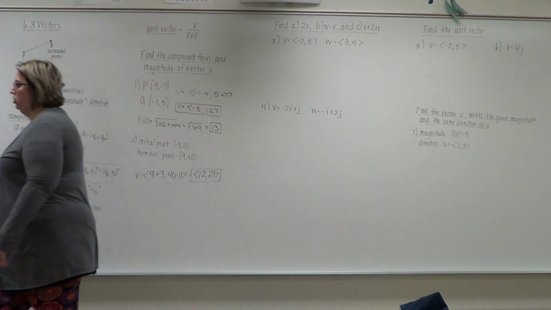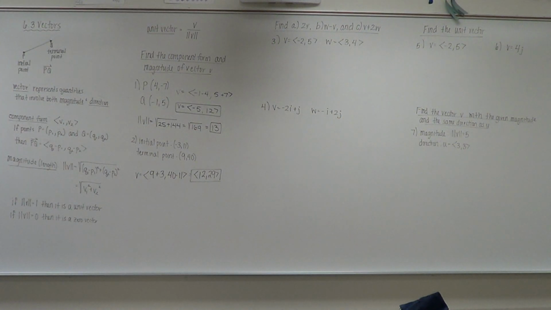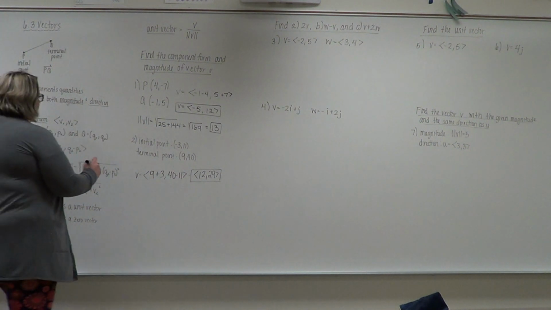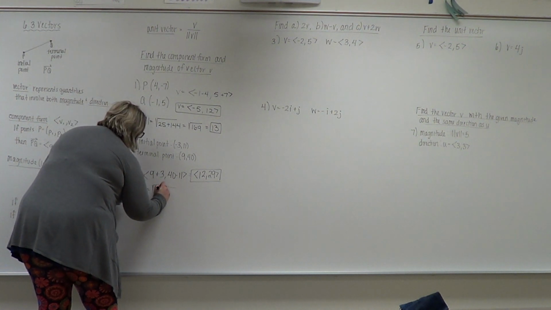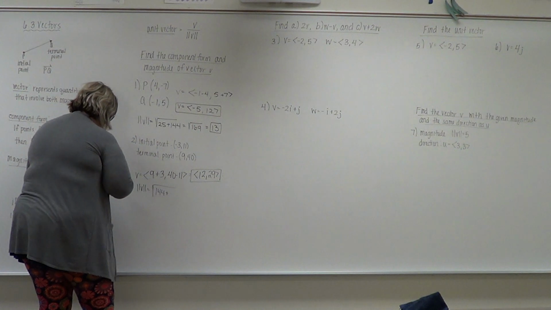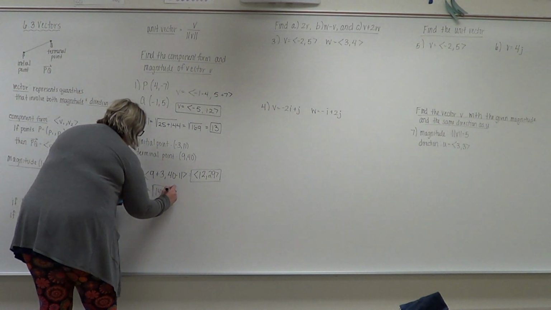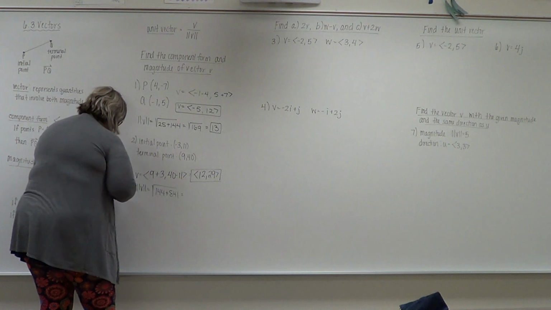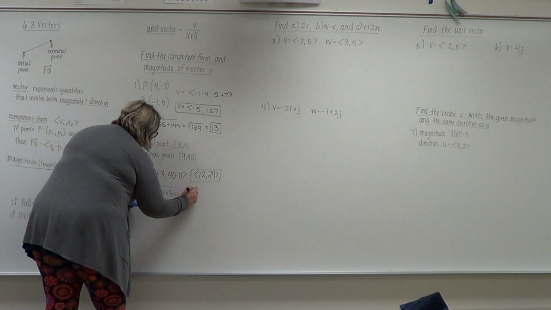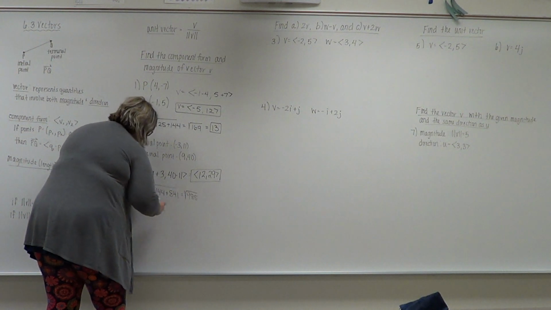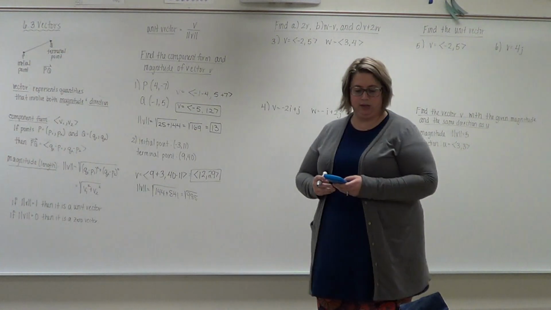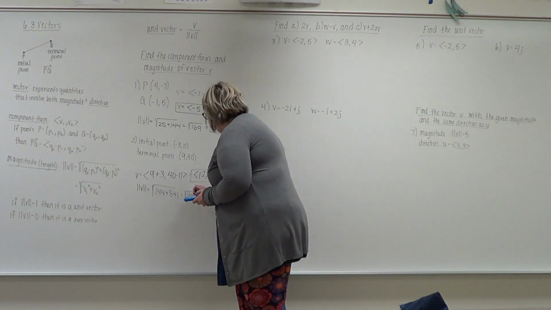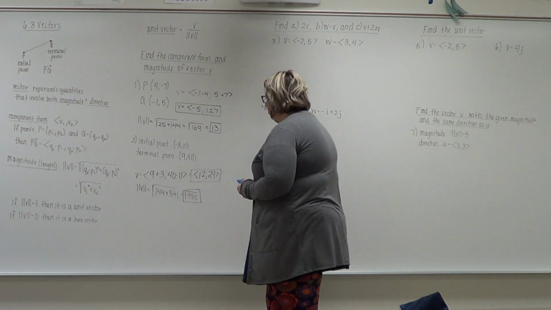Okay, then to find the magnitude, you do the square root of each part squared. So the magnitude would be the square root of 12 squared, which is 144, plus 29 squared, which is 841. Which is the square root of 985, which I don't think will break down. It goes, let's see, 5 and 197, no. That would be my magnitude.